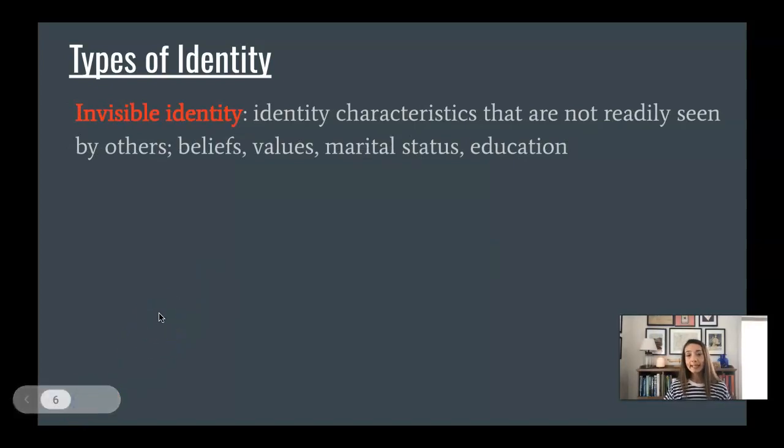Invisible identity, identity characteristics that are not readily seen by others. Once again, we've got overlap. Beliefs, values. You can't exactly see marital status. Just because somebody doesn't wear a ring, for example, doesn't mean that they're not married. So you wouldn't necessarily know that they're married. That can be below the waterline. Even education, whether somebody has finished high school, not finished high school, has some kind of degree, doesn't have a degree, you can't always see that, which is why it's characterized as invisible identity or below the waterline.